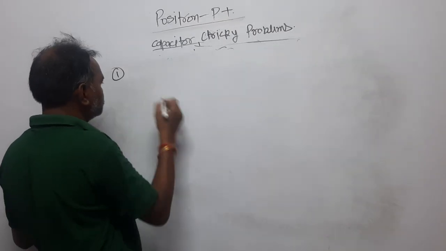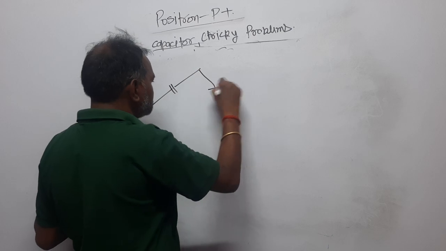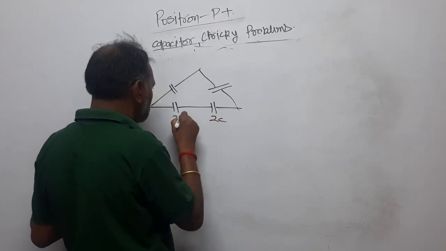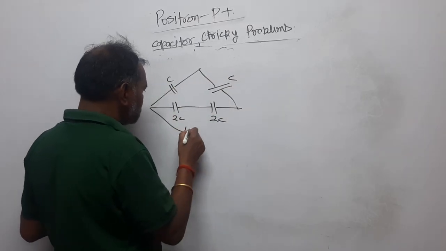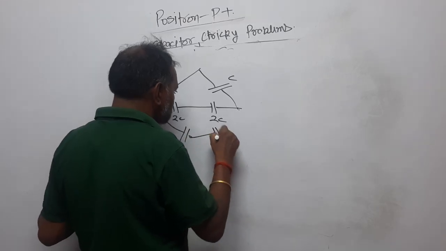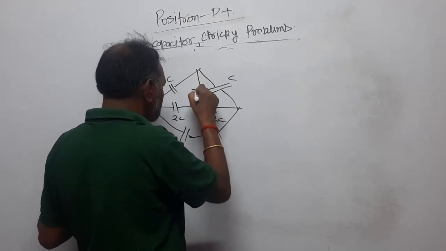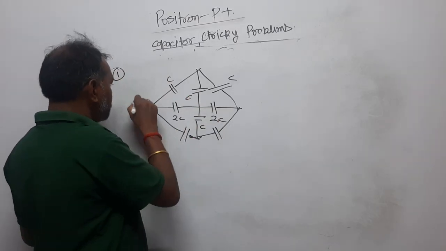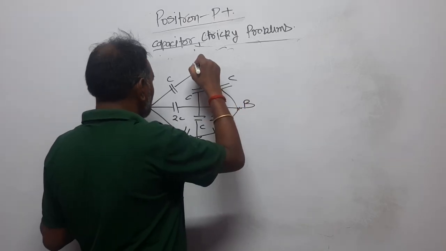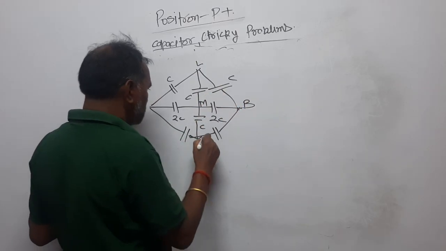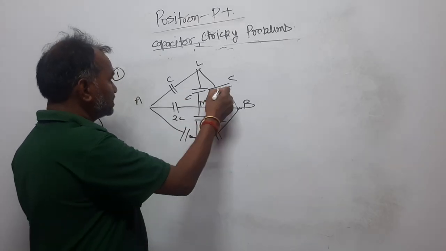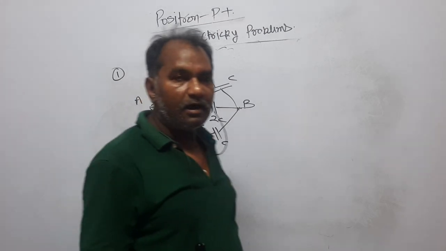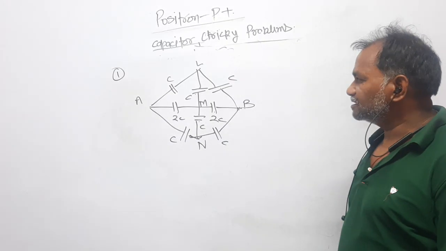First one is this: this is C, this is 2C, this is 2C, this is C, and this is C, and this is C, like this, and again this is C, and this is C. Let these points be A and B, and this is L, M, N. Dear students, these are C, C, this is 2C, 2C, this is C, C, this is C, C. We have to find the equivalent capacitance between A and B.